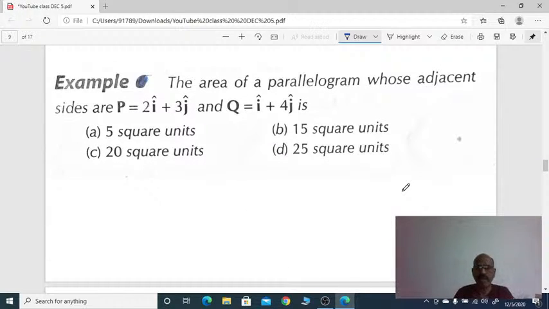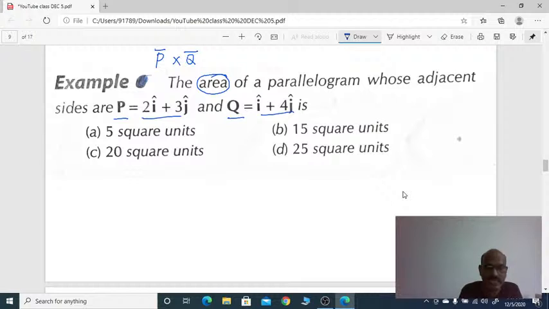The area of a parallelogram whose adjacent sides are P and Q is given. What is the area of the parallelogram? Here P is given, Q is given, so area is a vector product. What we need to find is P vector cross Q vector. Once the two vectors are given and we need the cross product, as I told you, the matrix method will be very easy.